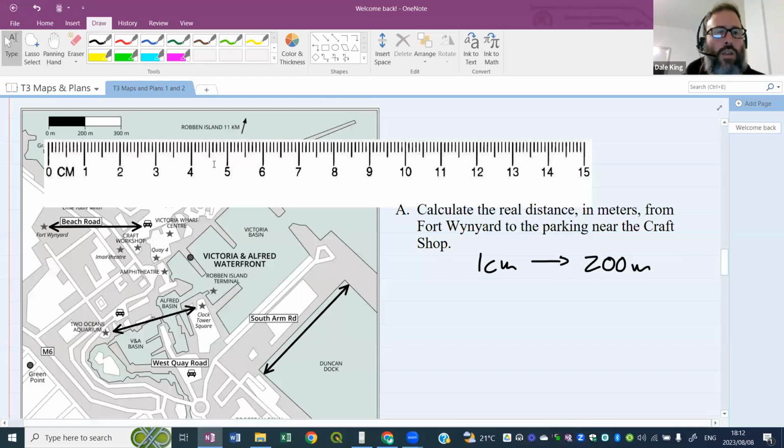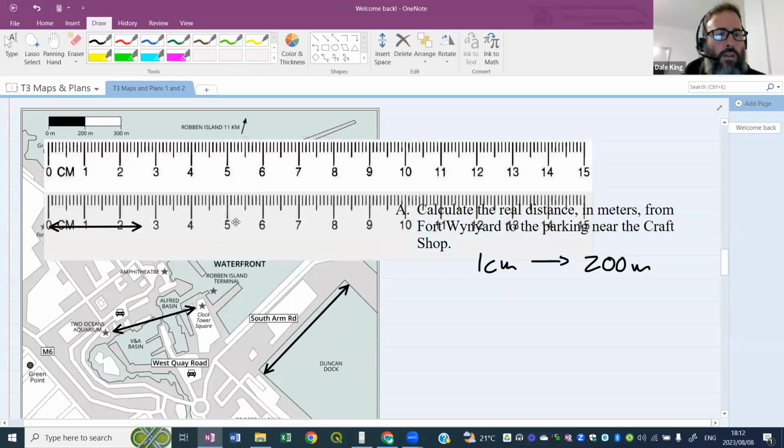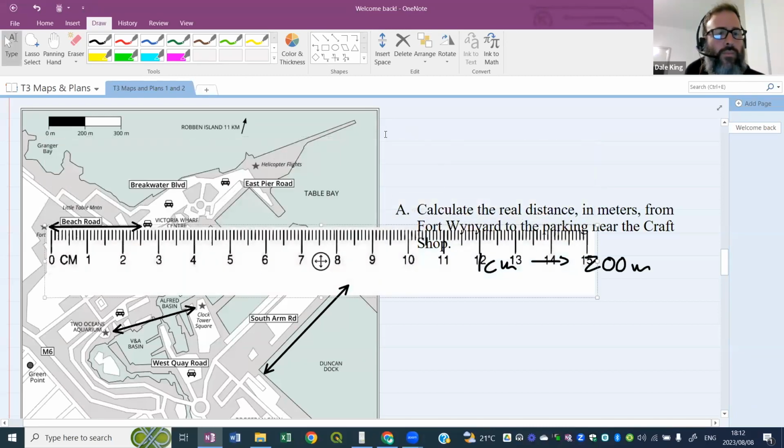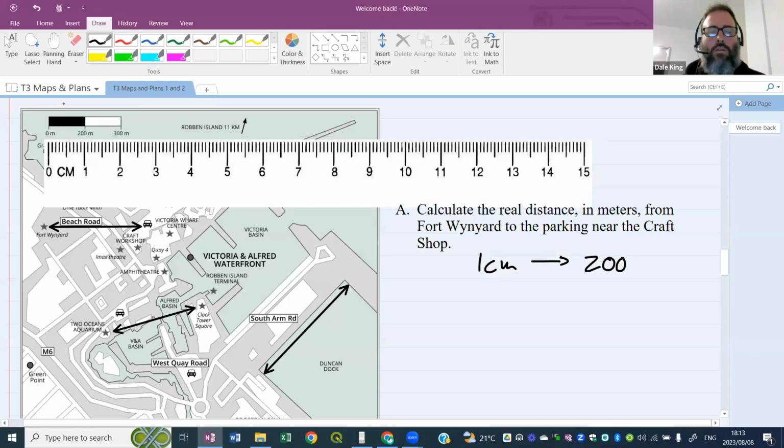Now I'm going to do what you said now, and I'm going to move the ruler down. How many centimeters is this line? 2.5 centimeters. Okay, so what should I do now? What kind of calculation should I do? 2.5 times 200. Very good. So I've got 2.5 centimeters. Each one is 200, so I'm going to multiply by 200 here. And we should all be able to get that.